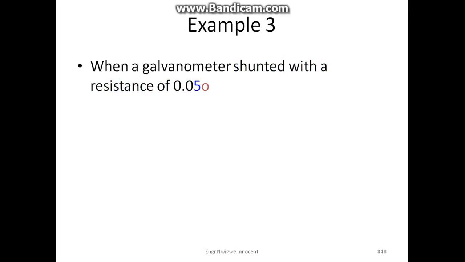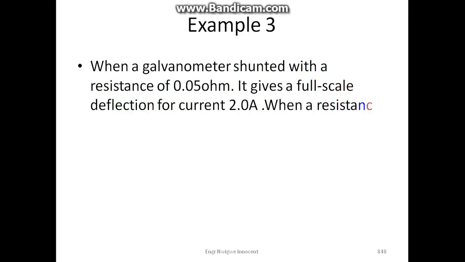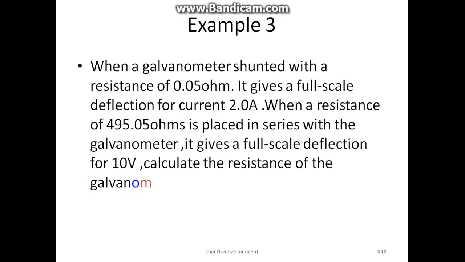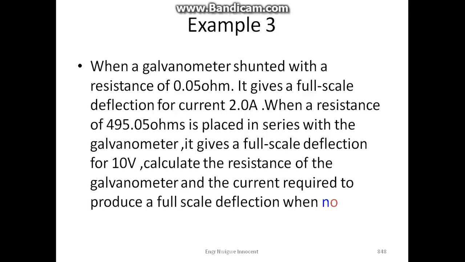Example 3. When a galvanometer is shunted with a resistance of 0.05 ohm, it gives a full-scale deflection for current 2.0 amp. When a resistance of 495.05 ohm is placed in series with the galvanometer, it gives a full-scale deflection for 10 volts. Calculate the resistance of the galvanometer and the current required to produce a full-scale deflection when no resistance is connected.